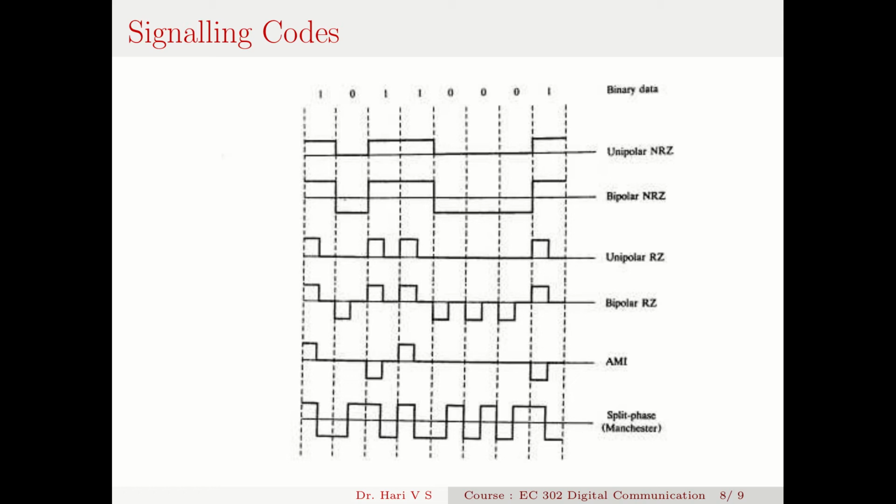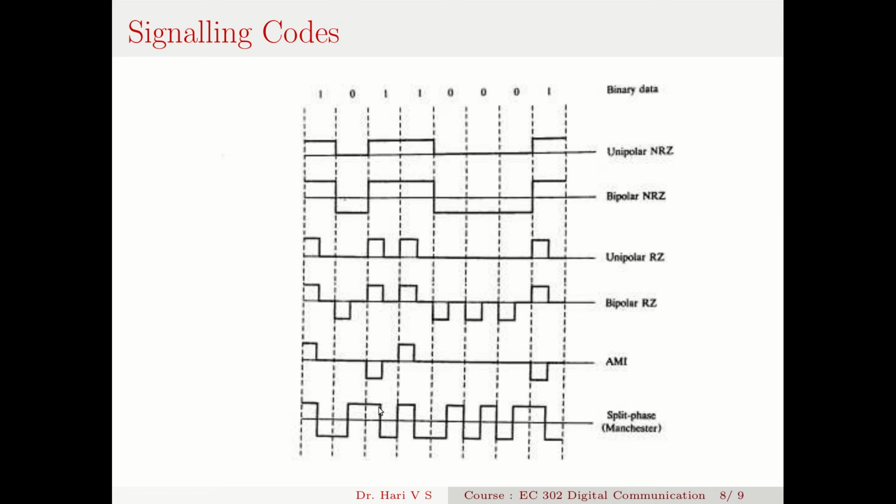Then the last code is the Manchester code. In the Manchester code, a 1 is represented by a high to low transition and a 0 is represented by a low to high transition. It sees a 1 here, so at the middle of the bit it makes a high to low transition. This high to low transition indicates that this is a 1. It stays at low and then it sees a 0. So here it makes a low to high transition. This low to high transition is a 0. Then it remains at high.